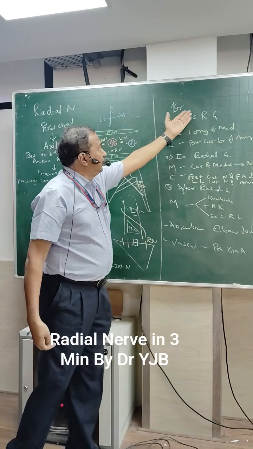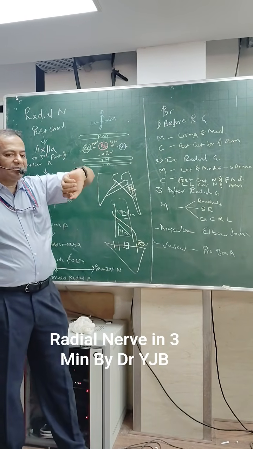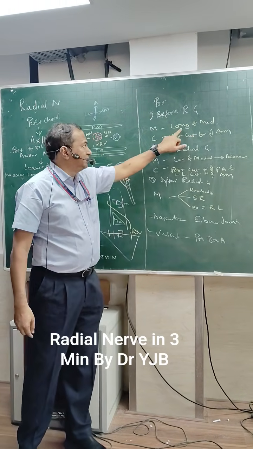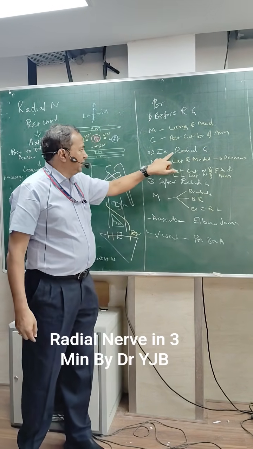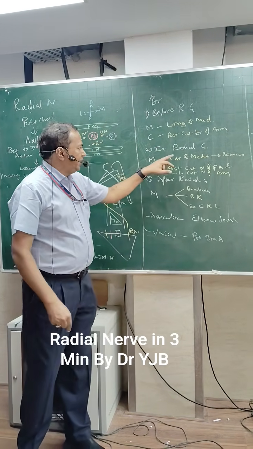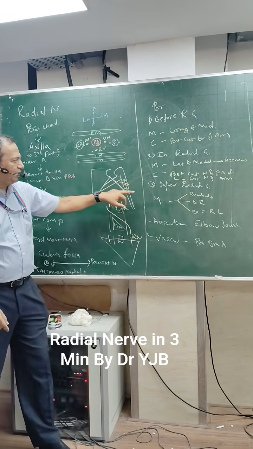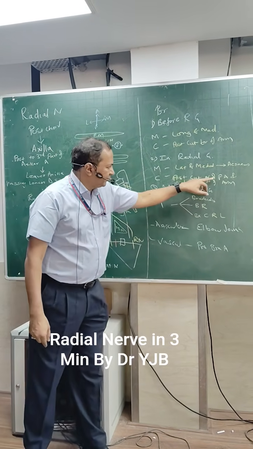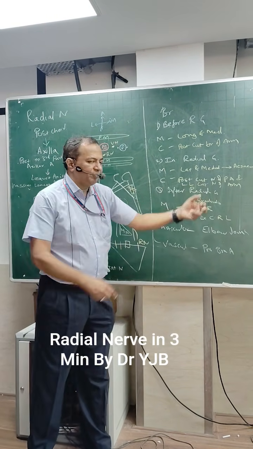So now we are talking about the branches of the radial nerve. Before entering the radial groove, it supplies the long and medial head of triceps, and it gives the posterior cutaneous nerve of arm. In the radial groove, it supplies branches to the lateral and medial head. The nerve to the medial head also supplies anconeus, and it gives the posterior cutaneous nerve of forearm and lower lateral cutaneous nerve of arm.